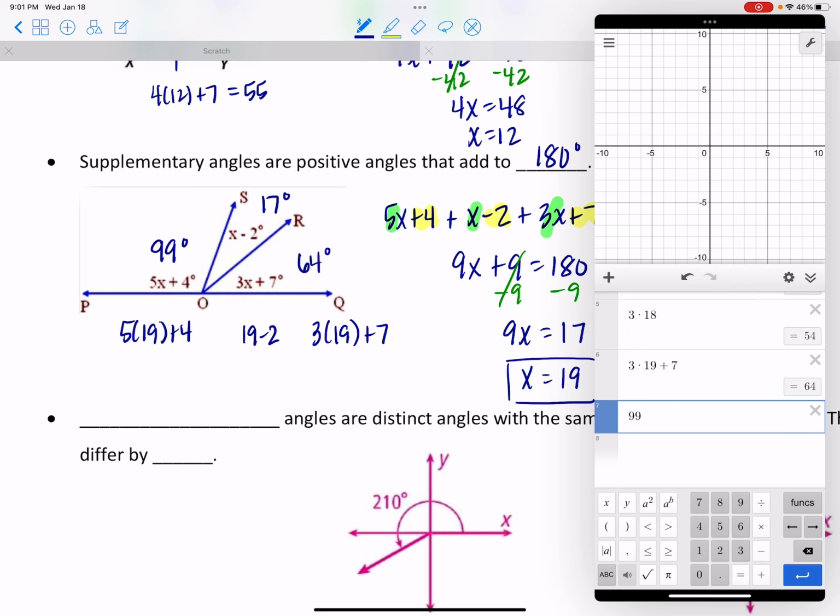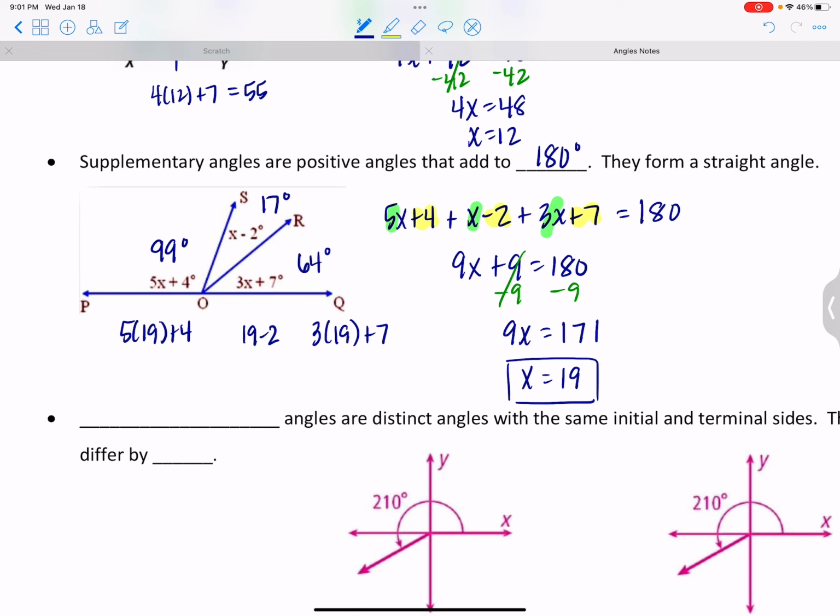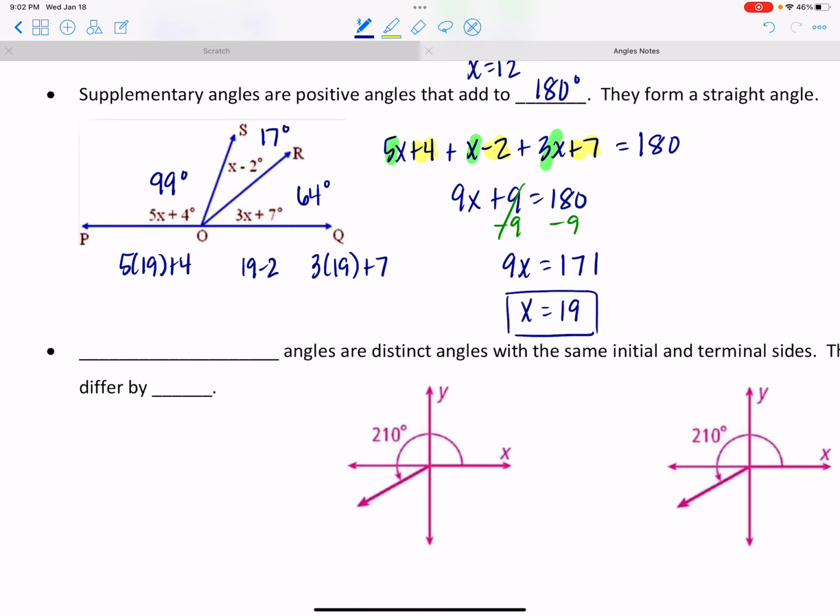Okay, so now 99 plus the 17 plus the 64, and there it is, 180. I thought I solved the equation wrong, and I was really going to be mad at myself. Okay, so we're good. I just plugged something in wrong, put a 2 there. All right, so we're good. We got x there. Complementary, supplementary, again, hopefully things you've seen before.